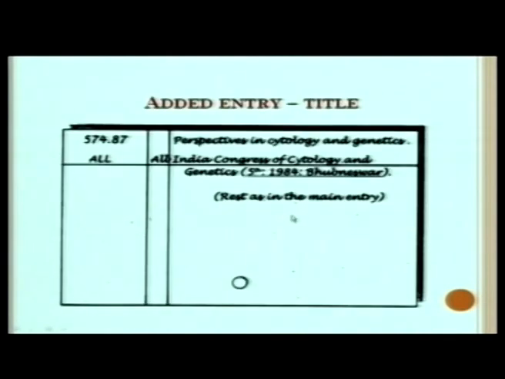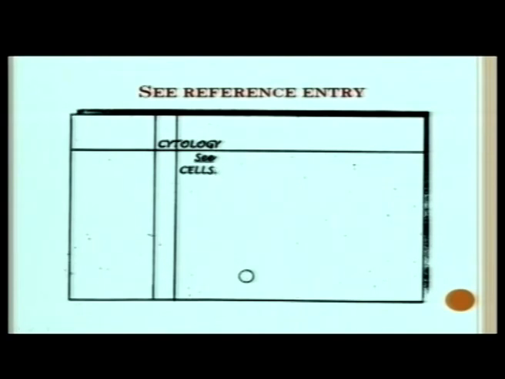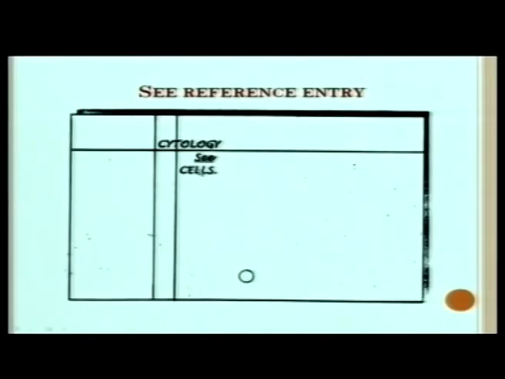Right. Now the added entry for the title, Perspectives in Cytology and Genetics, is the title entry that we have to make. Again, as I mentioned, we had two different subject headings, cytology and cells. When we recorded the theme of the congress, it was on genetics, but here we see two different terms. People may be confused with cytology and cells because both are related terms.